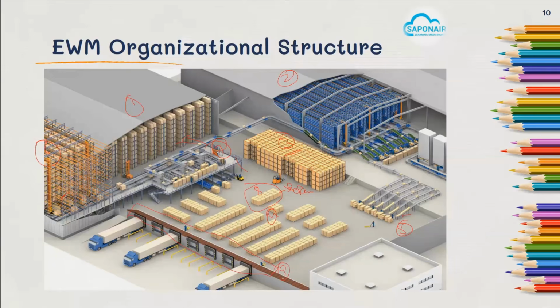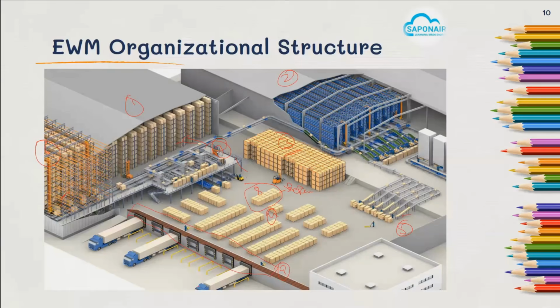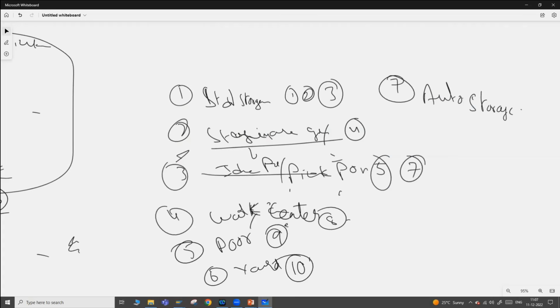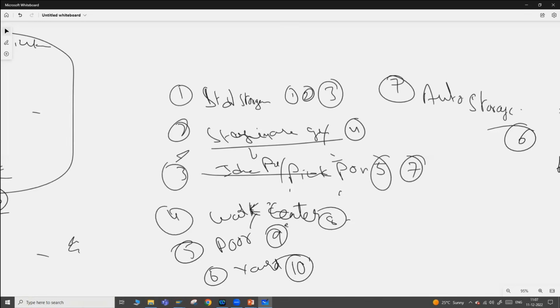This is 9. So where are the doors here? 9. Right. 9. And the yards is this part. I name it as 10. And this automated warehouse, which one is it? 6. Yeah. So now you understand, right? I believe you are all aligned about the org structure and its storage type roles. Can I say that?